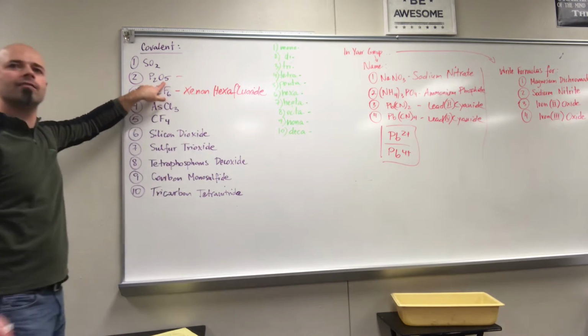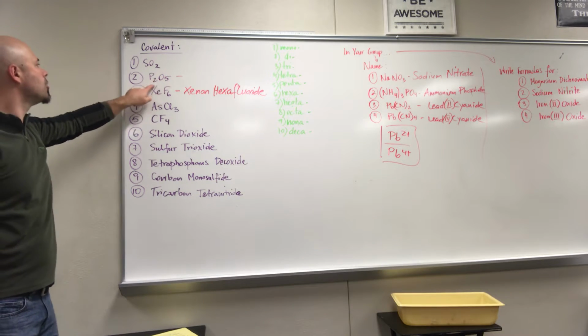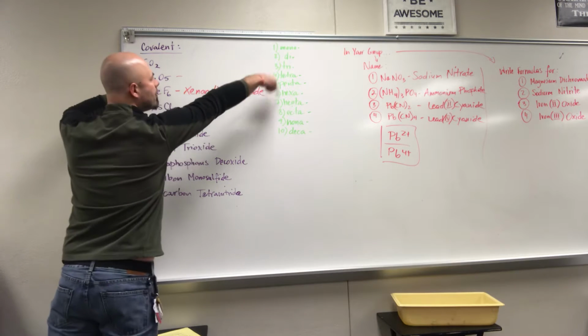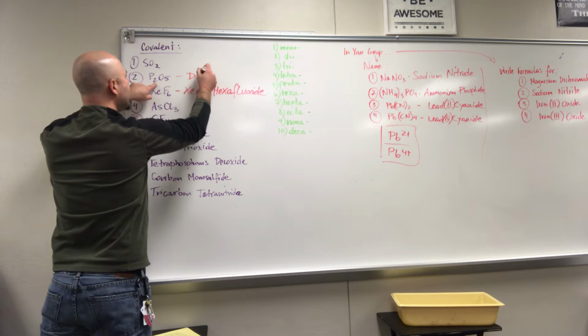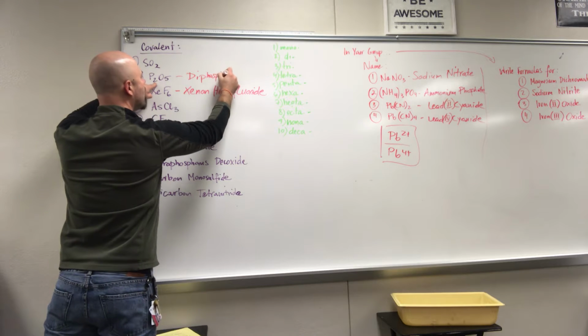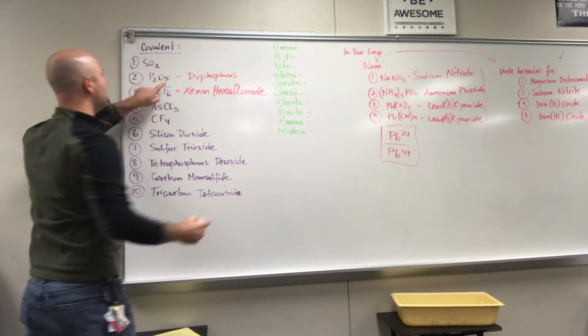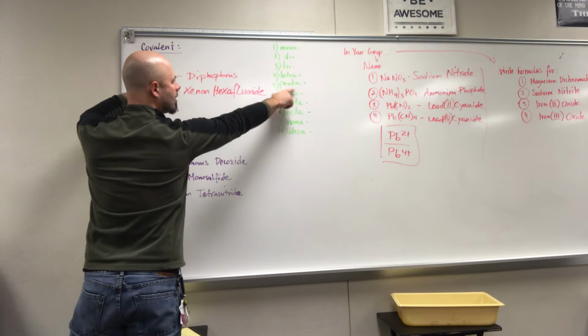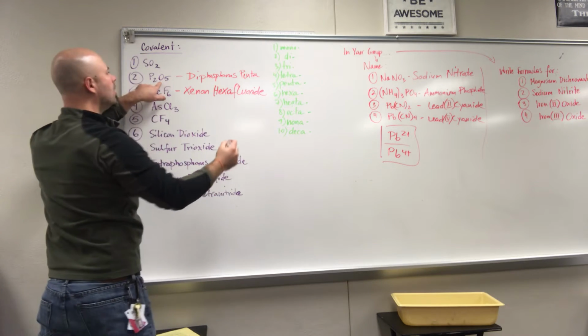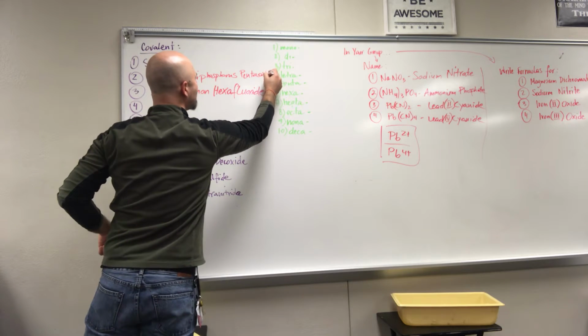Okay, how about, let's do this bad boy here. What's P2O5? What's 2? Prefix. Di. What's P? Diphosphorus. And what's 5? Penta, right? Pentaoxide.